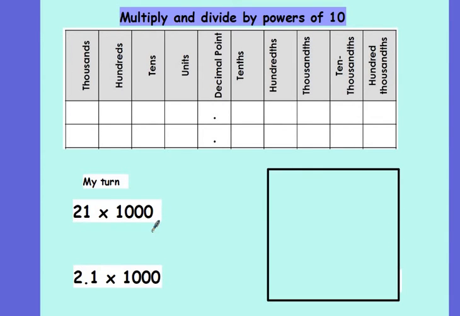Okay, what about multiplying by 1,000? Pens down, eyes on the board. I'm going to do 21 multiplied by 1,000. If I'm timesing by 1,000, I need to move over how many places, Charlotte? 3 places. 1, 2, 3. Thanks, Charlotte. So 21 times 1,000 will give me 21,000.